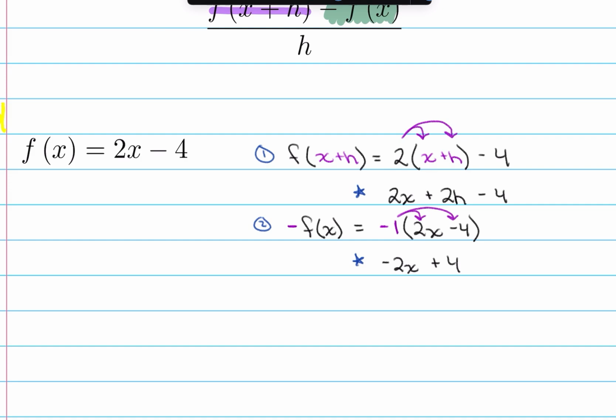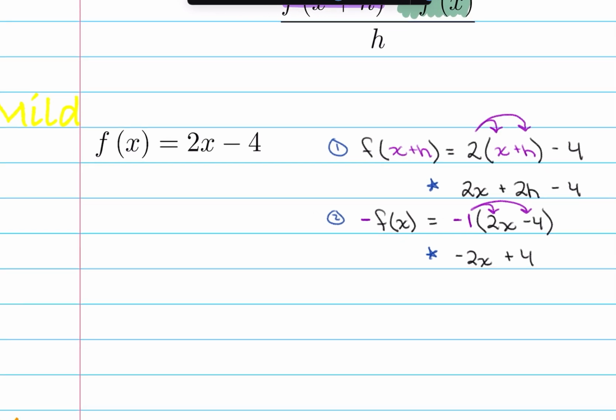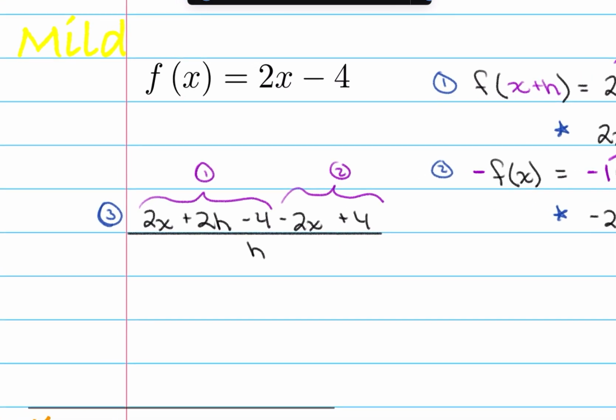And what we are going to do is, I'm going to come over here and I'm going to write it right here. This is my step 3. We are going to put step 1 and step 2 right next door to each other. You don't have to do anything with the signs. You're just going to line them up right as they are. So I'm going to do step 1. That is 2x plus 2h minus 4. And then step 2, negative 2x plus 4. Okay, so just as a reminder, this guy right here, this was your step 1. And then we put right next door to it, we put step 2. Okay, then I'm going to put all of that over h. All right. So what I'm going to do next is I'm going to clean up as much as I can.